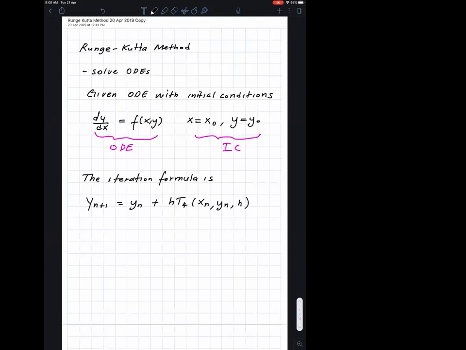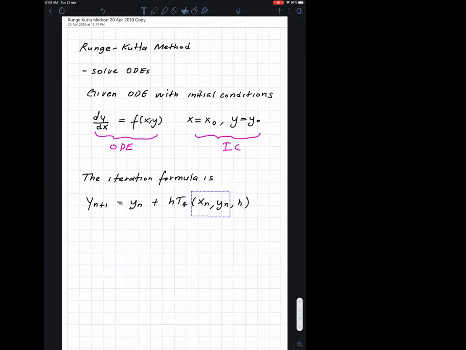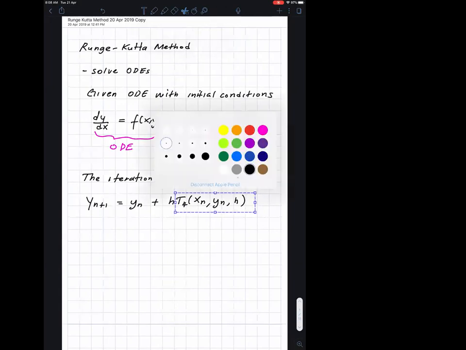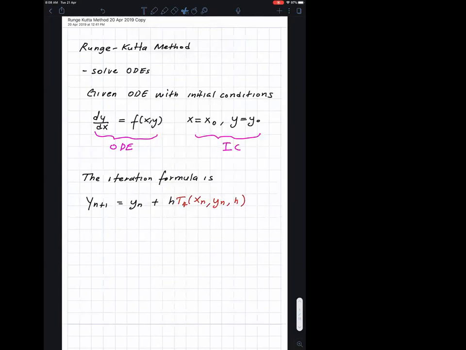So y n plus 1, the iteration formula, is y n plus h multiplied by T4. T4 is a function of x n, y n, and h. So this is a function of. It's not multiplied, it's a function of.